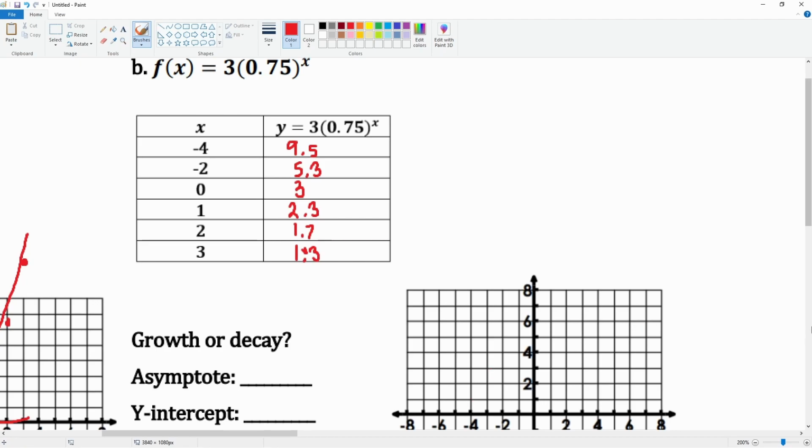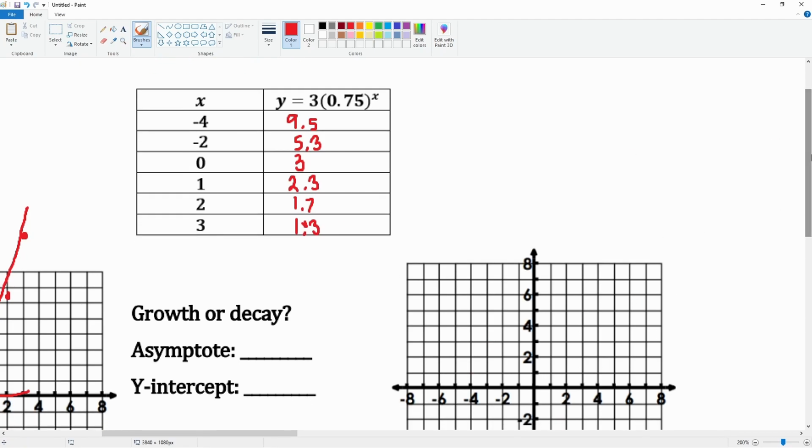Let's graph the points. -4 and 9.5 is all the way up here. -2 and 5.3 is right here. 0, 3. 1, 2.3. 2, 1.7. And 3 is 1.33. So it looks like it curves all the way down here. And it's an exponential, so it should look somewhere like that.